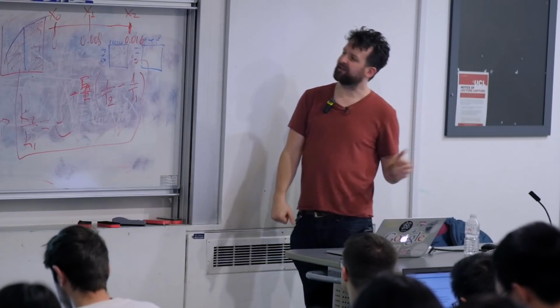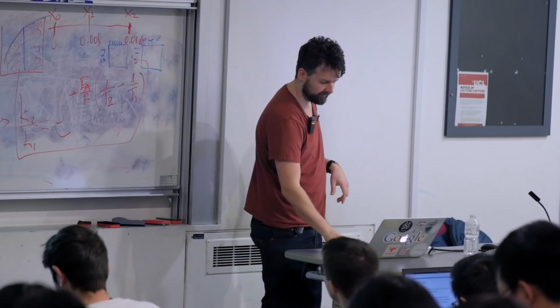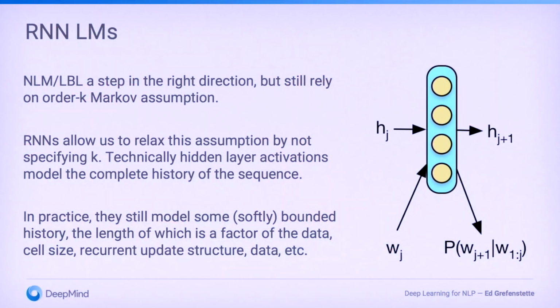But they still rely on this order k Markov assumption, in that you're still just projecting the previous k words into the same space, and you're ignoring the prefix before. So this isn't exactly modeling the total probability of the data. Recurrent neural networks allow us to relax this assumption by not specifying k explicitly.